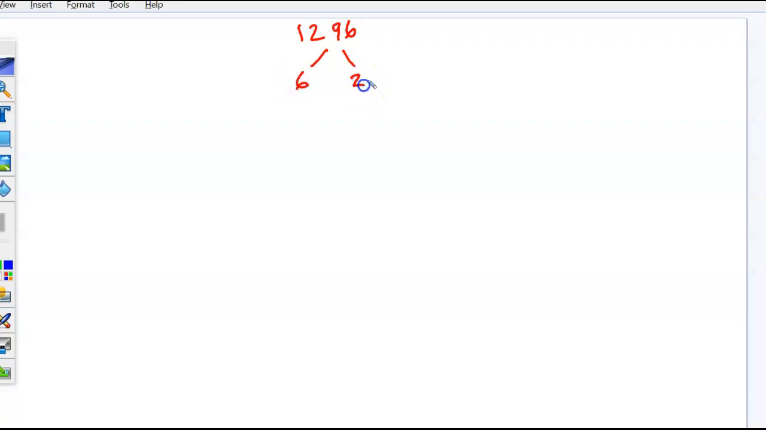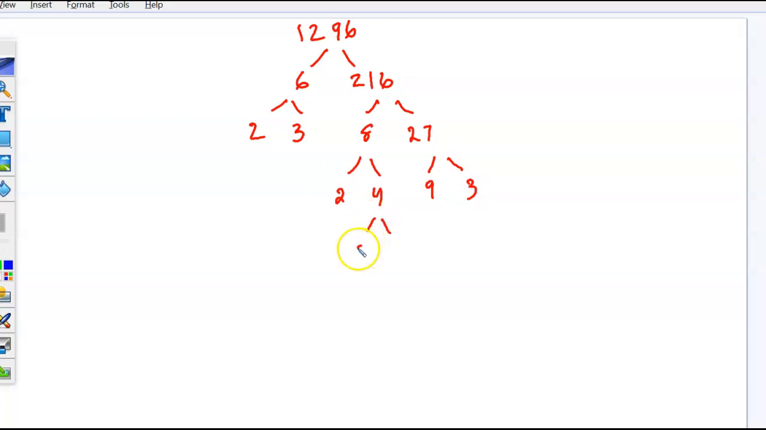Well, one possibility would be 6 times 216. And 6 breaks down into 2 and 3. 216 is 8 times 27. 8 is 2 times 4. 27 is 9 times 3. 4 is 2 times 2. And 9 is 3 times 3. So I have 1, 2, 3, 4, 5, 6, 7, 8 prime factors in my prime factorization.